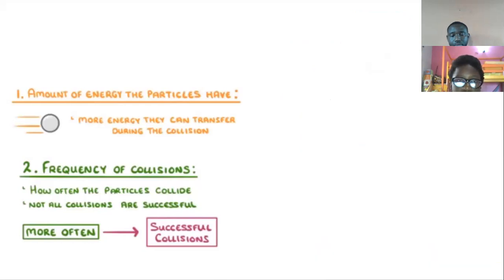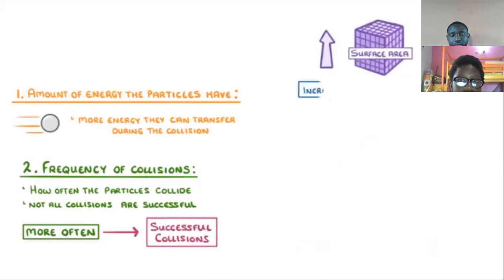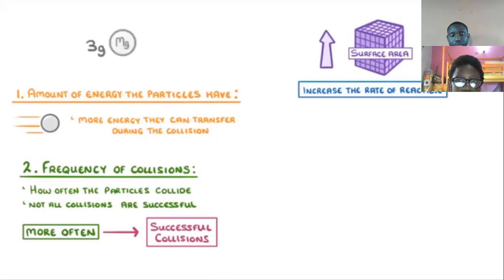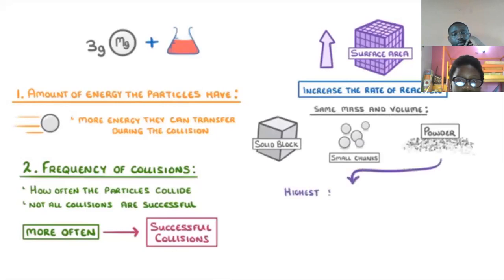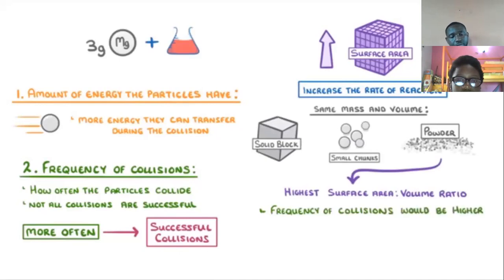Just like concentration and pressure, a higher surface area will also increase the rate of reaction. For example, if we wanted to react 3 grams of magnesium with an acid, we could use a solid block of magnesium, small chunks of magnesium, or powder. As all of these have the same mass and volume, the powdered form would have the highest surface area to volume ratio, and so would have a much higher area over which collisions with the other reactants, in this case the acid, could take place, meaning that the frequency of the collisions would be higher, leading to a higher rate of reaction.